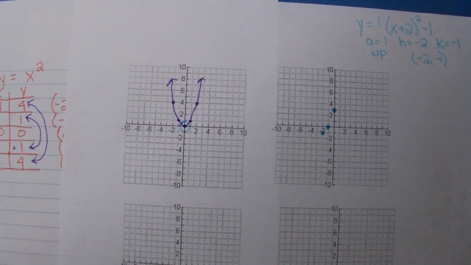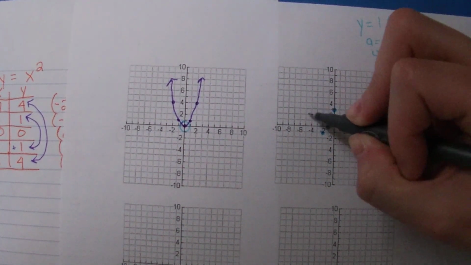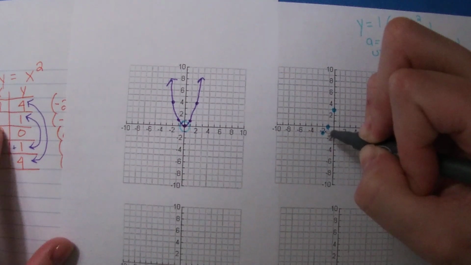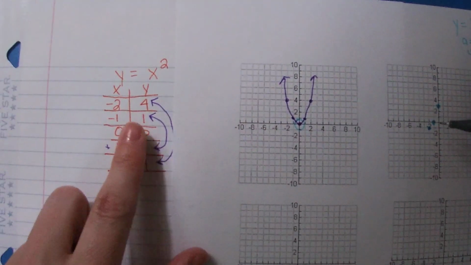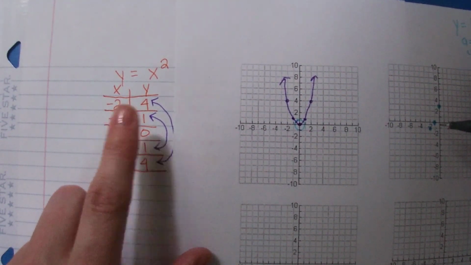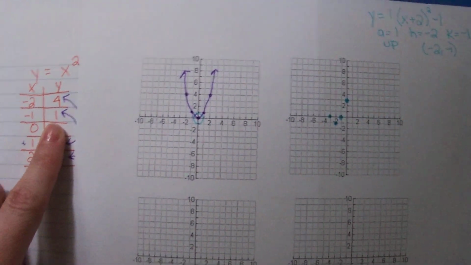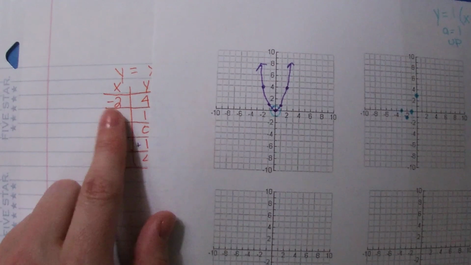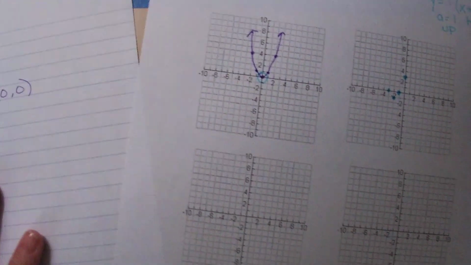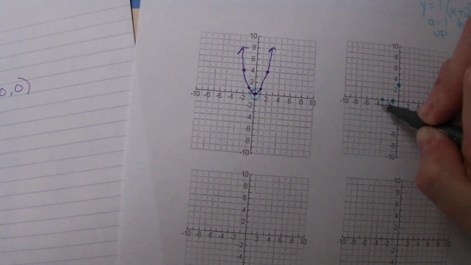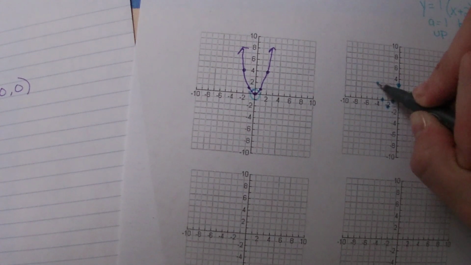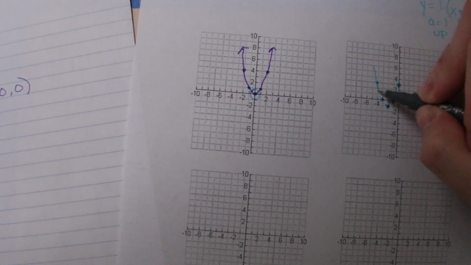Okay, and I want to duplicate that exact same thing on the other side of my vertex. So now I'm going to go left 1, up 1, right? So my table here, I'm going to go left 1, up 1. So I'm going to go left 1, up 1. Okay, and then I'm going to go left 2, up 4. So now, again, from my vertex, I'm going to go left 2, up 4.